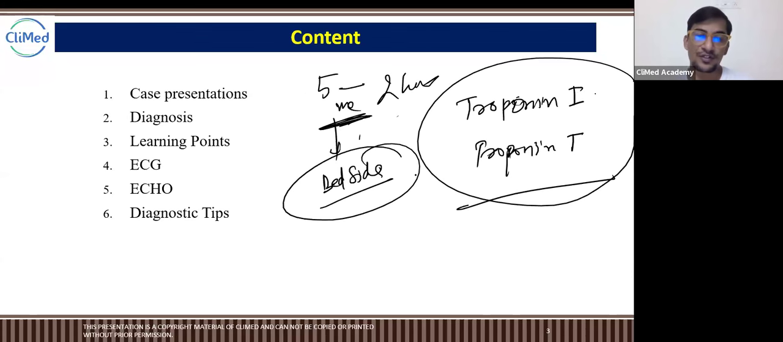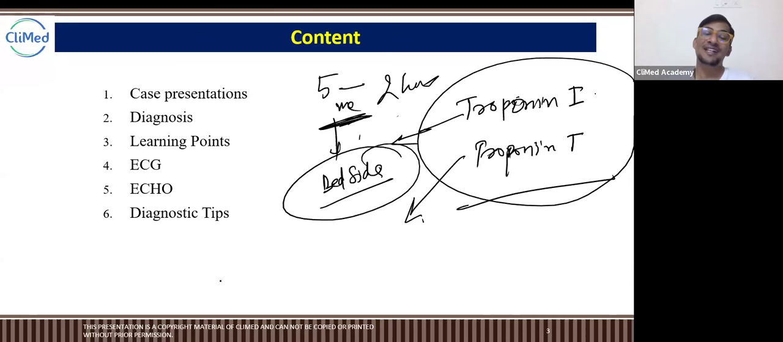I'll tell you the difference also. But what happens is, troponin I has the advantage that it can be done bedside, and it can show the results in 5 minutes. But troponin T cannot be done bedside. Right now, we don't have the kits for troponin T, and it can be done in the laboratory with the use of big machines only, not in a kit, right?